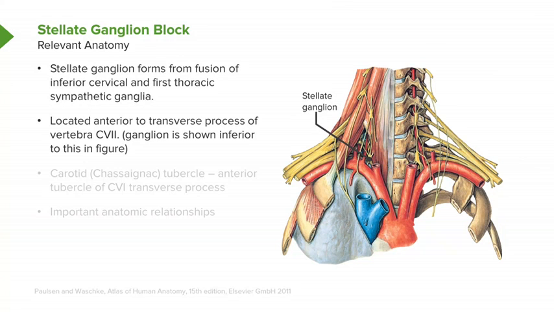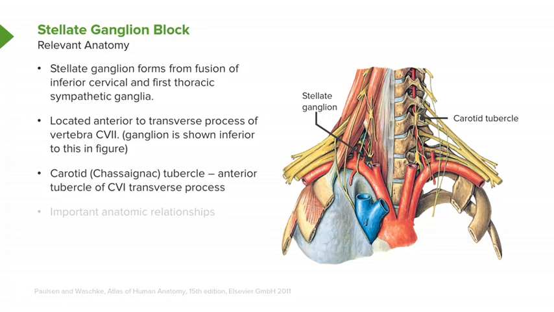The stellate ganglion is located anterior to the transverse process of vertebra C7. However, in this illustration, it's a bit inferior to that normal location, and anatomic variation is something that we expect.